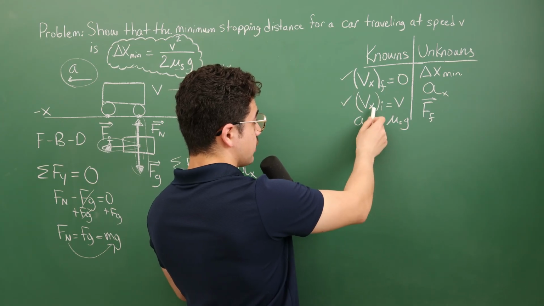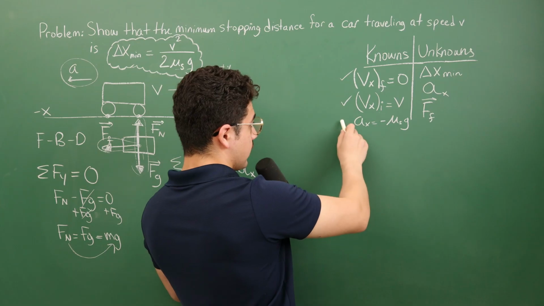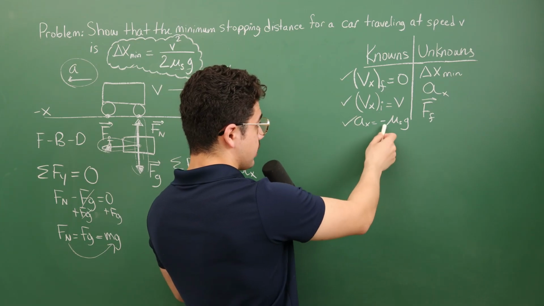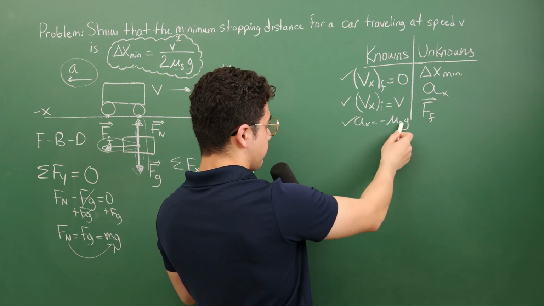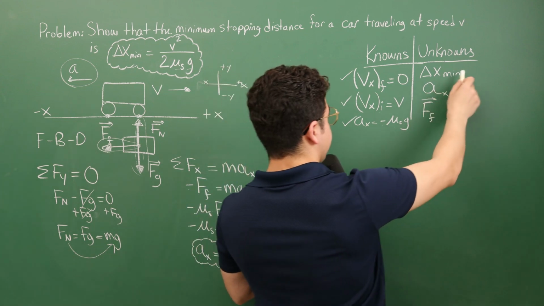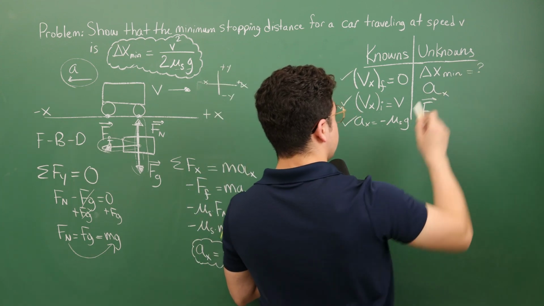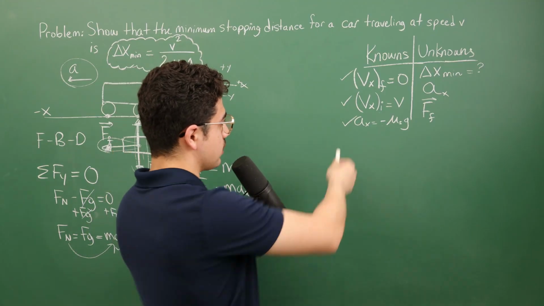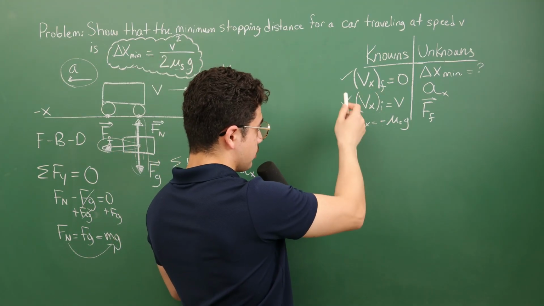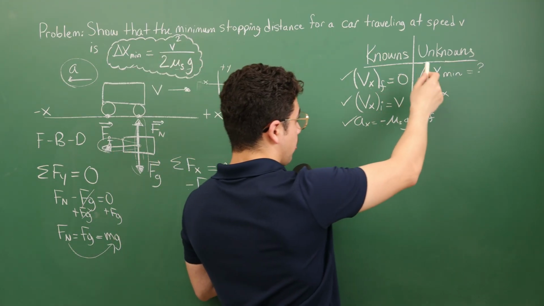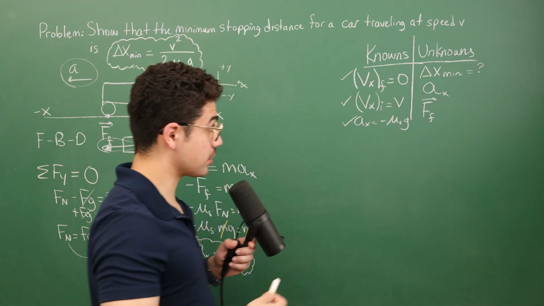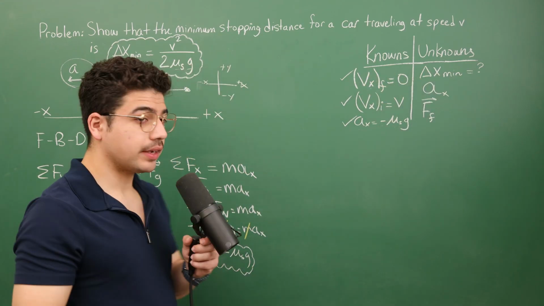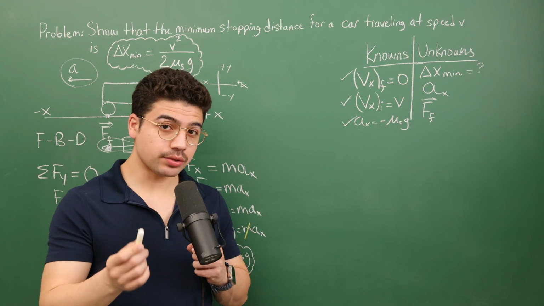I have the initial speed to be v, and I now have the acceleration to be minus the coefficient of static friction times gravity. My main goal is still to solve for this delta x min. So I need to think about an equation that involves final speeds, initial speeds, acceleration, and some horizontal distance or displacement. And there's one kinematic equation that can do that for us.